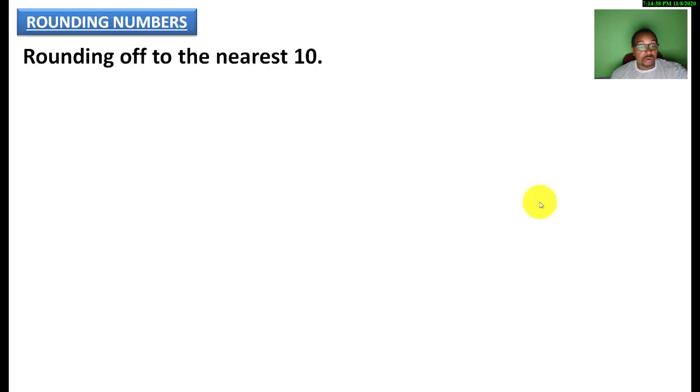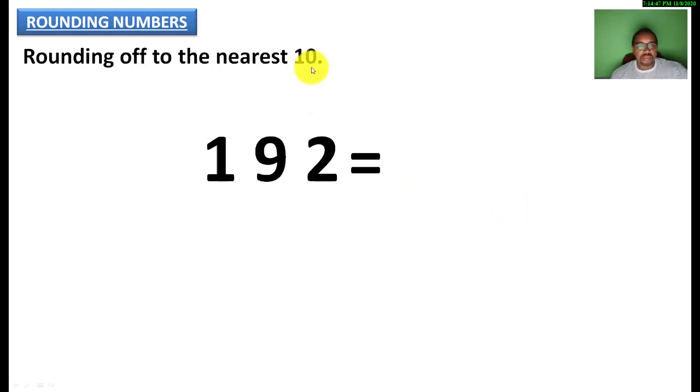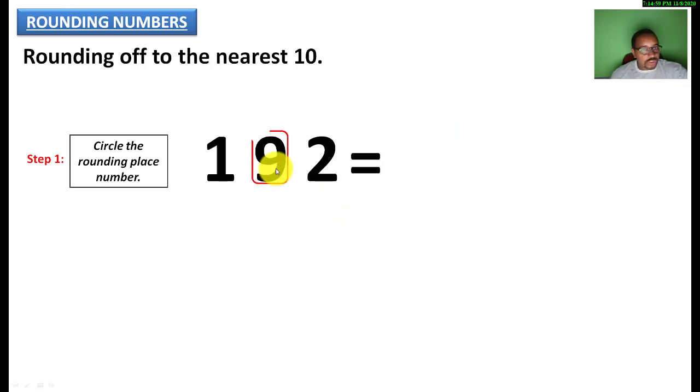The number is 192. But how did this get here? We are rounding to the nearest 10. Why have a number that says 192? Don't mind that. When you round it off, you look at the rounding number. In this case, the rounding number is 9 because we're rounding to the nearest 10. So don't study the number in the hundreds place if we're rounding to the nearest 10.